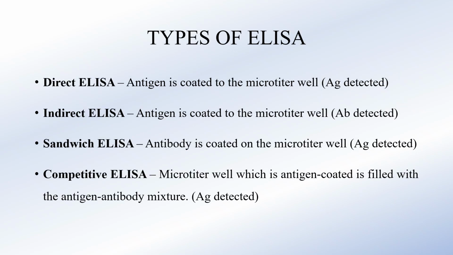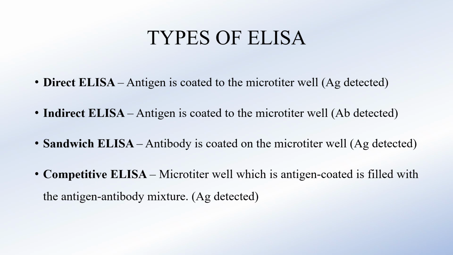This point is types of ELISA. Basically there are four types of ELISA: the first one is the direct ELISA, second is indirect ELISA, third one is the sandwich ELISA and fourth one is the competitive ELISA.